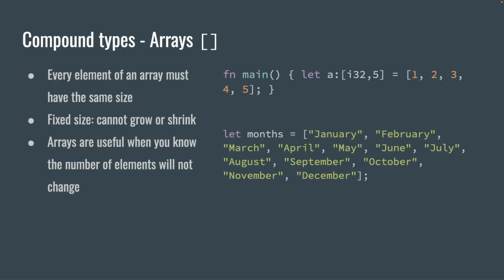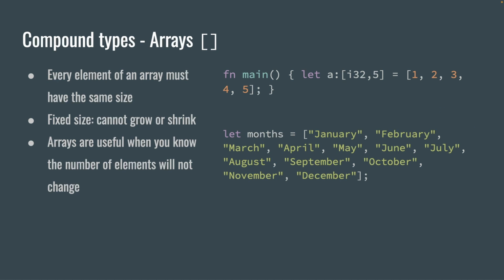Arrays. Another way to have multiple values is an array. Unlike tuples, every element in an array must be of the same type. Arrays in Rust have a fixed size, they cannot grow or shrink. We write arrays as a comma-separated list in square brackets. Arrays are declared like this. First, you have the type and then the length of the array.